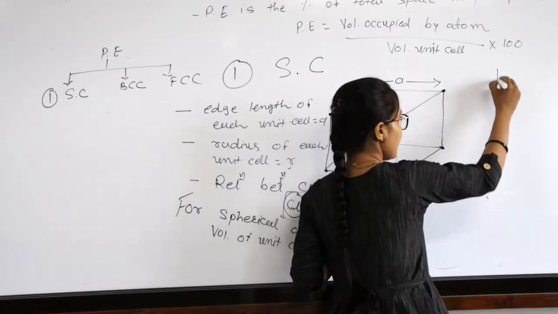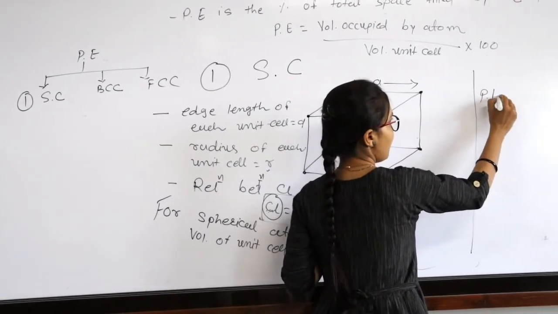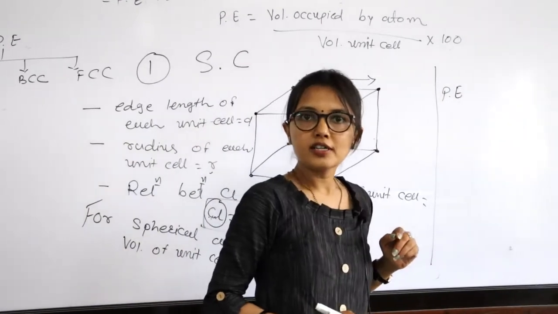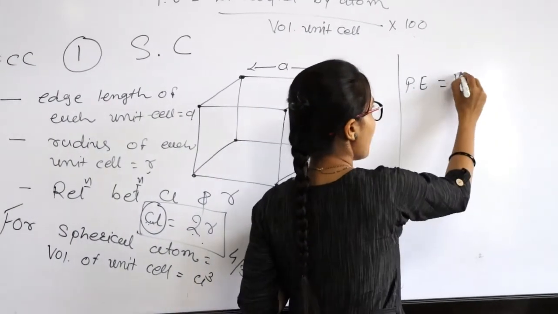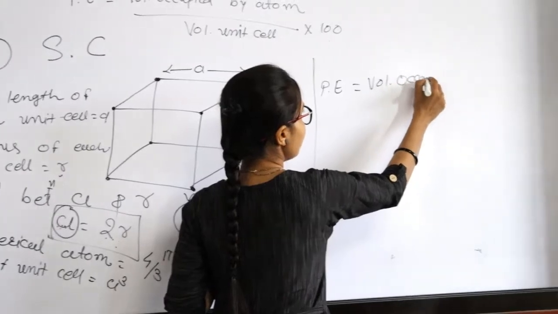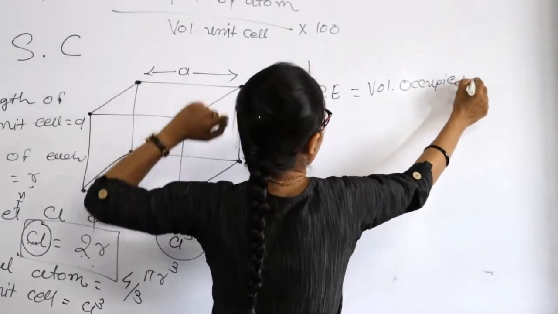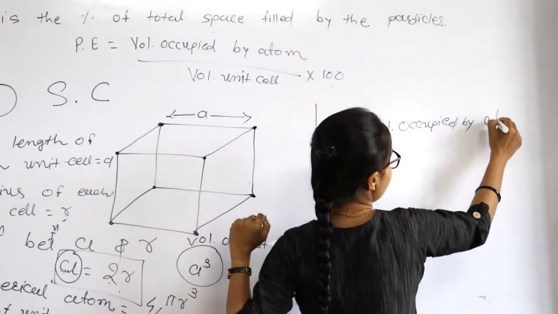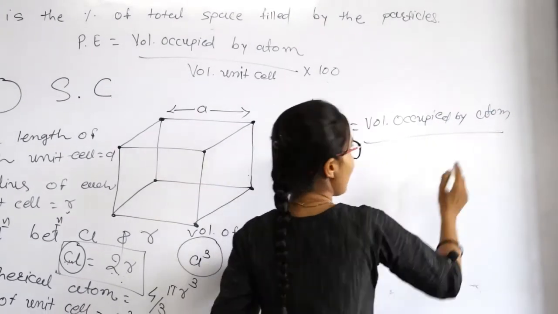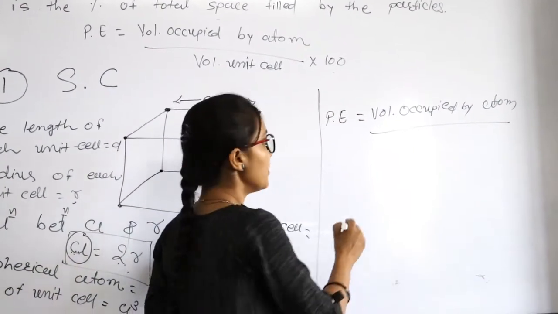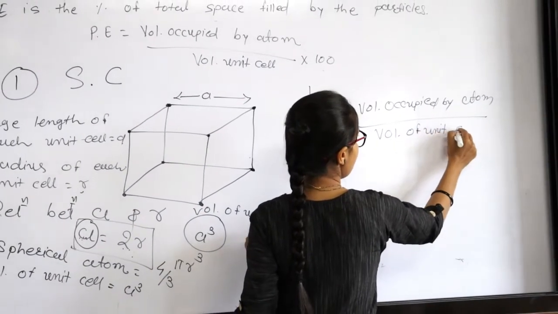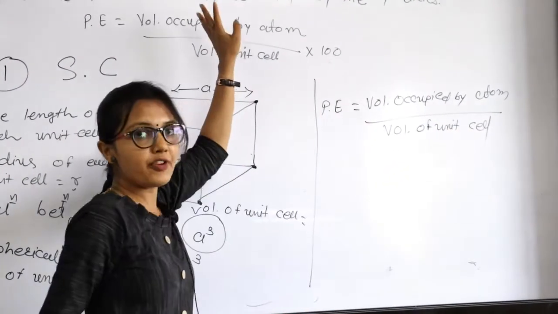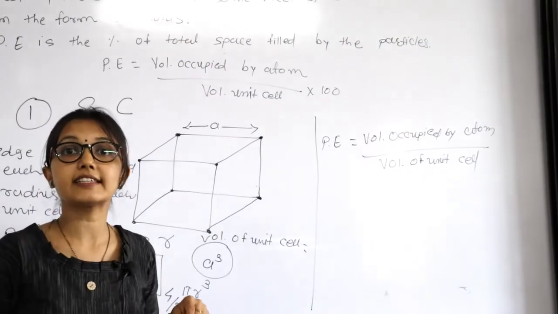Now we will calculate the packing efficiency for the simple cubic lattice. See, the packing efficiency for a simple cubic lattice is equal to, the formula is, volume occupied by atom divided by volume of unit cell. And in the definition, what is present? Percentage.